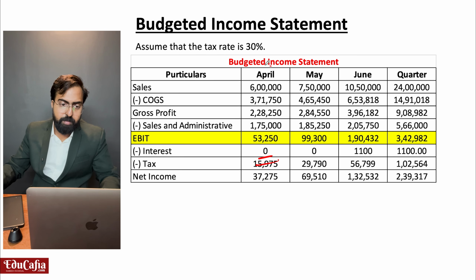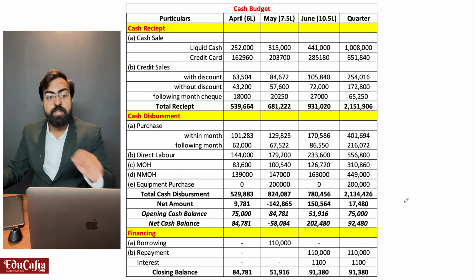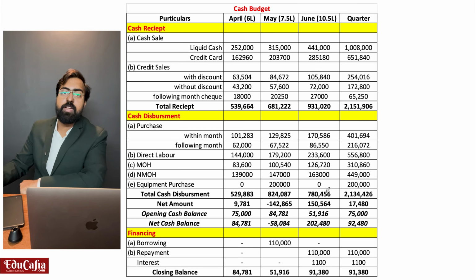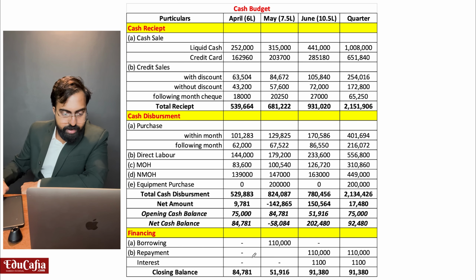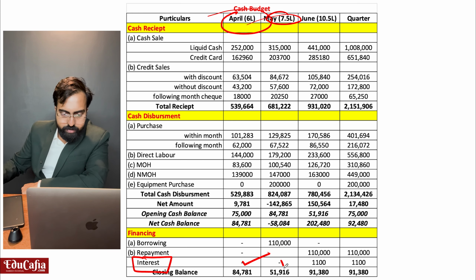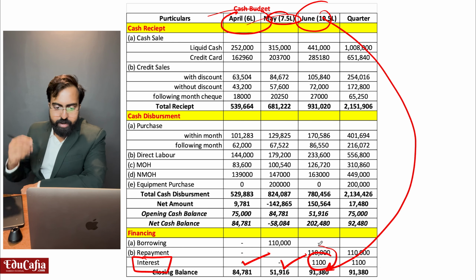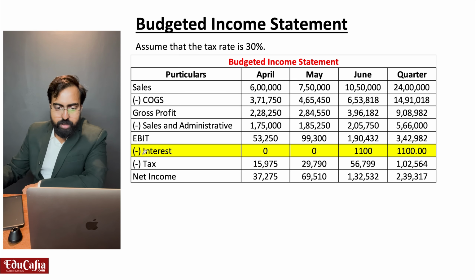Next, interest payment. Is there any interest payment in April? No. In May? No. In June? Yes. How did I get this? I got this from the cash flow budget. In the cash flow budget, there is a section called interest. In April there is no interest, in May there is no interest, but in June there is an interest of 1,100. That 1,100 we show in June.